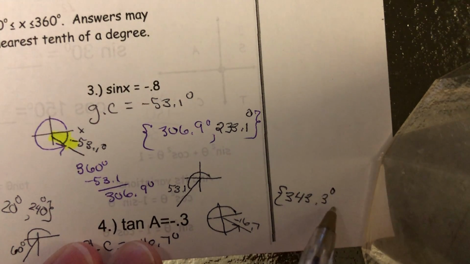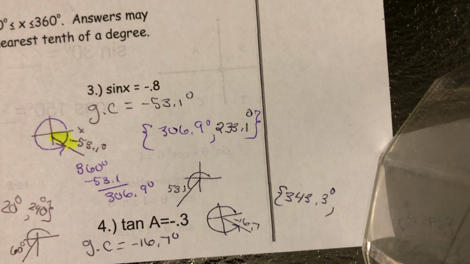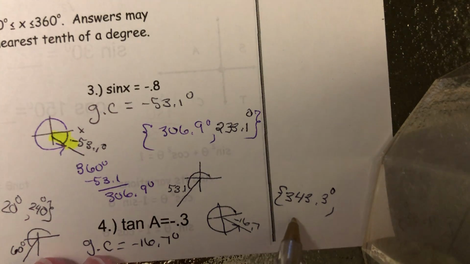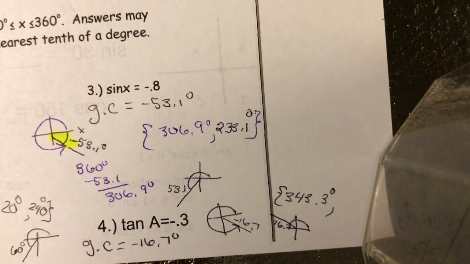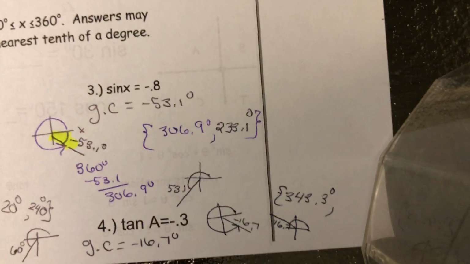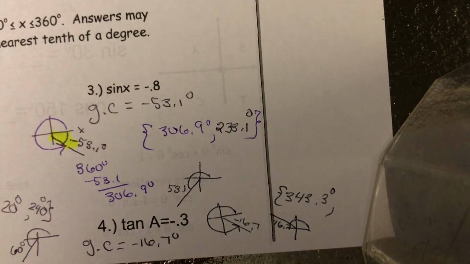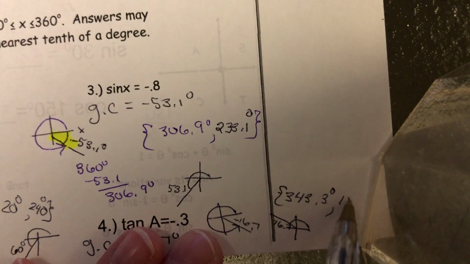That's one answer, 343.3 degrees. But the other answer is, remember, where in the world is tangent also negative? You got it, quadrant number 2. So we draw a quadrant 2 angle and leave a little bit of a slice, 16.7 degrees. And now we take 180 minus 16.7 degrees, and the other answer we get is 163.3 degrees.